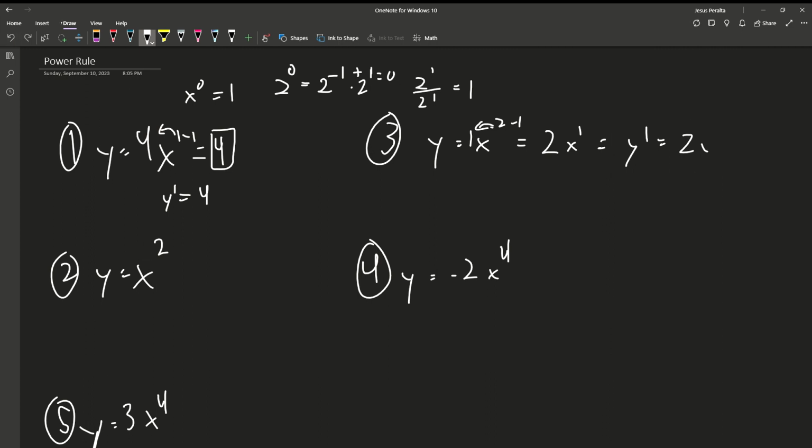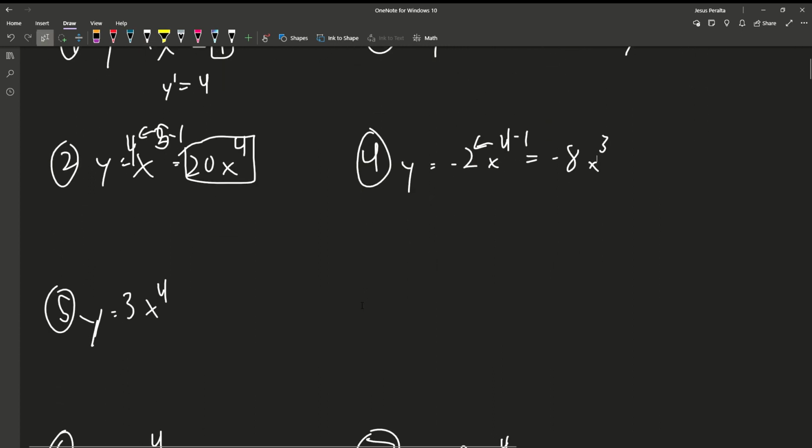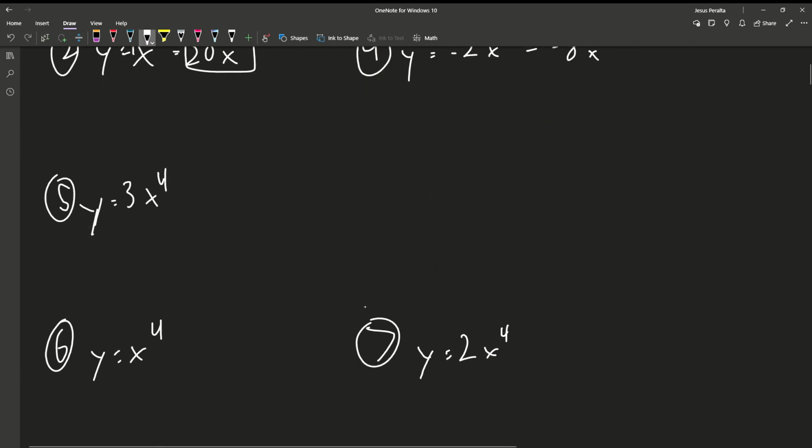Alright, hold up. This number 2 is supposed to be 4x to the power of 5. Yeah, I know. Yell at me, I don't care. 5 times 4 is 20. Minus 1, just write down the x again, to the power of 4. Now the next one: multiply, what do you get? -8. Put down the x, minus 1 on top. Boom, that's it. Just don't forget to write y prime. Do not want to forget that.